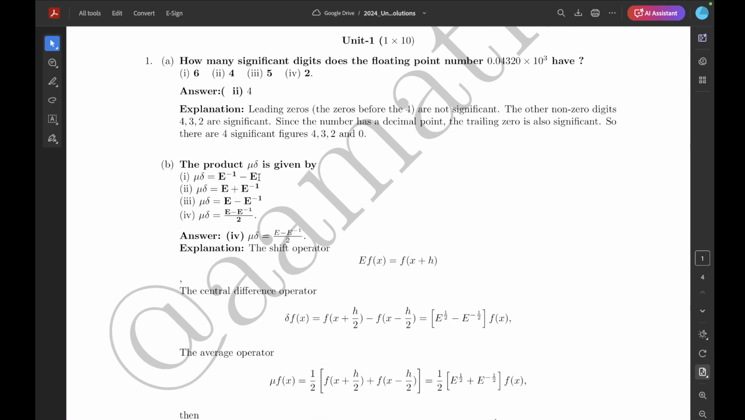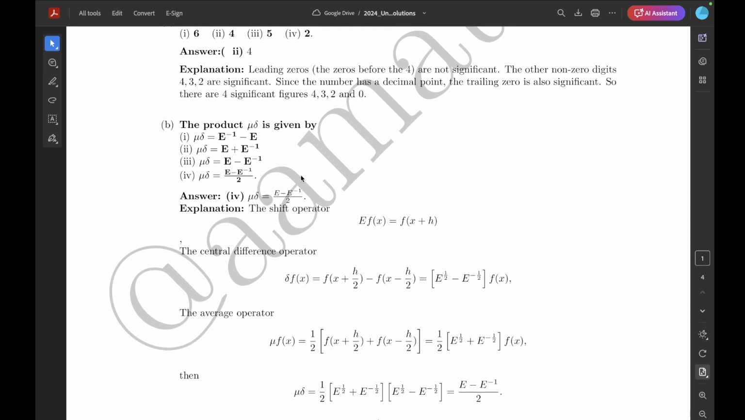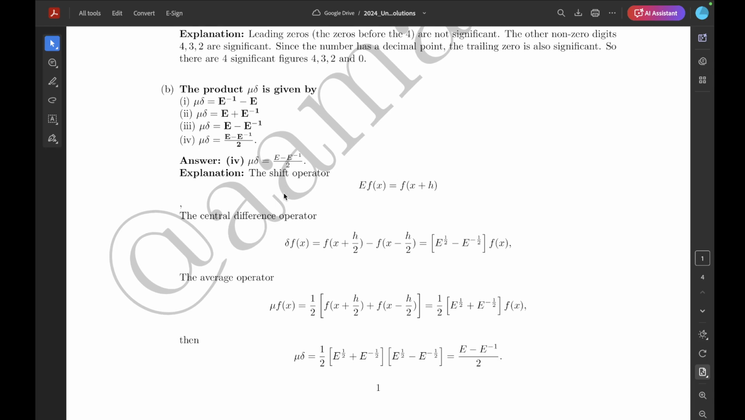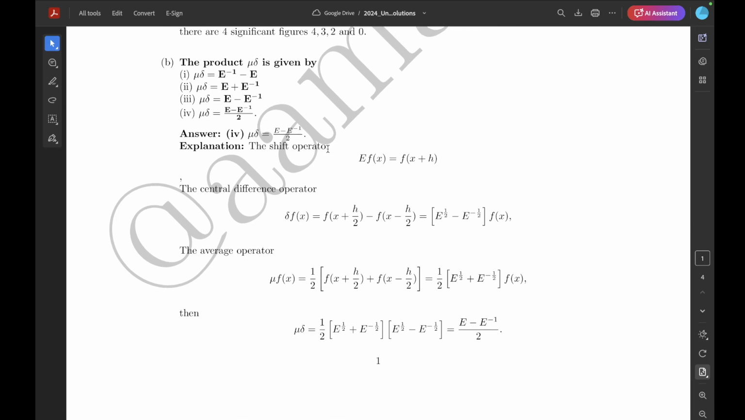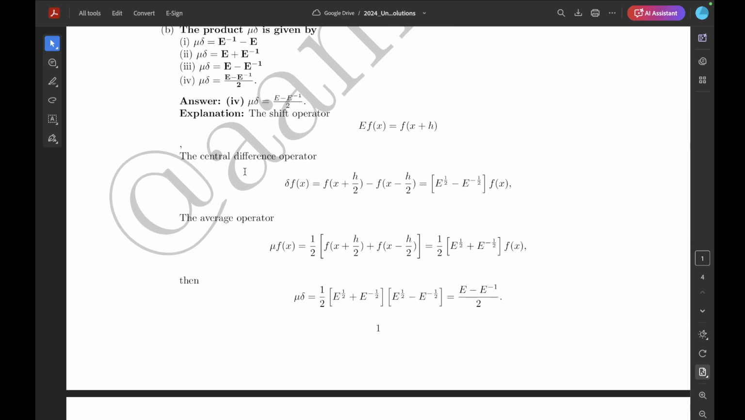Next, question B, the product of mu delta is given by, correct option is 4, because we know E is the shift operator, E f(x) equal to f(x plus h), and the central difference operator delta, delta f(x) is equal to f(x plus h by 2) minus f(x minus h by 2), that is e to the power half minus e to the power minus half f(x). And the average operator mu, so mu f(x) equals half of f(x plus h by 2) plus f(x minus h by 2), that is half of e to the power half plus e to the power minus half f(x).